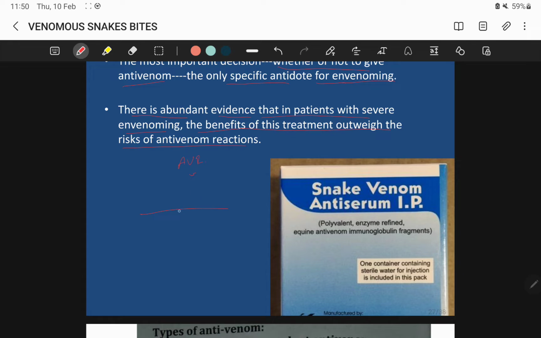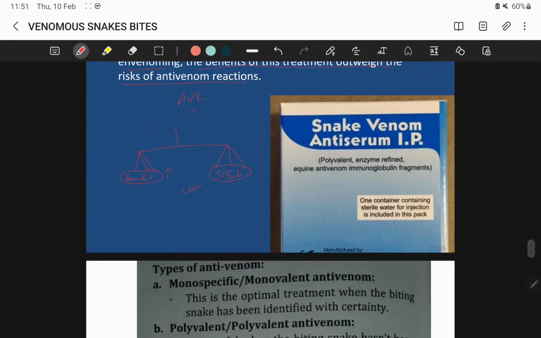So it's like a tarazu, a balance, where you weigh whether to give antivenom or not. If the benefit is more than the risk or side effects, then use antivenom, otherwise don't. This is very important.